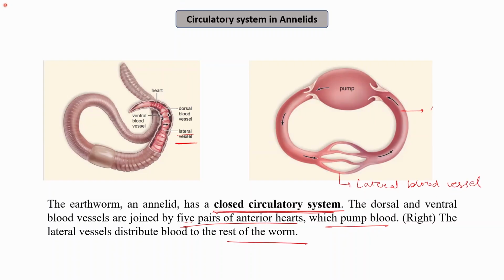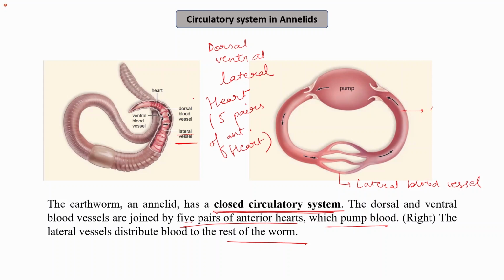So there are 3 types of blood vessels present: dorsal, ventral, and lateral. These blood vessels are present, and they have hearts, which are 5 pairs of anterior hearts. Right? So these are the components of the circulatory system in the annelids, and they have a closed circulatory system.